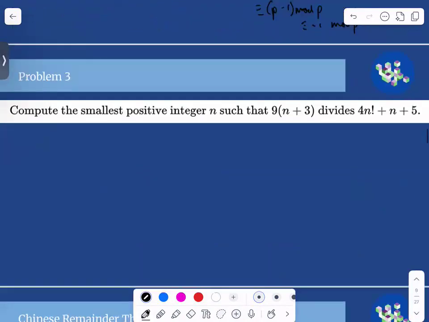So this is a question that utilizes Wilson's theorem that you can go ahead and try for a few minutes.